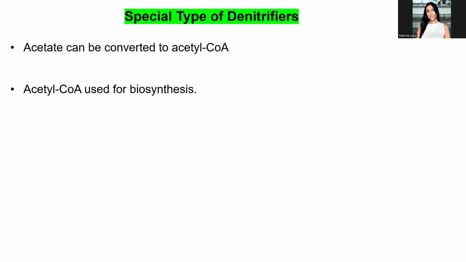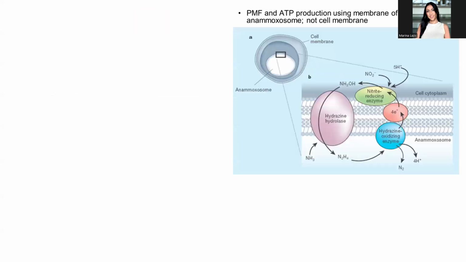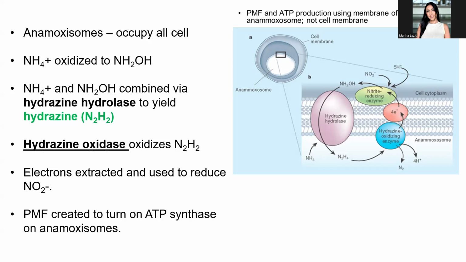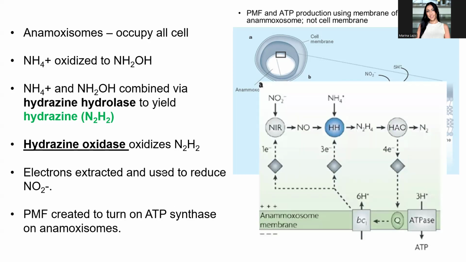How is that toxic compound produced? There is an enzyme, of course, called hydrazine synthase. They oxidize ammonium to hydroxylamine, and ammonium and hydroxylamine get combined by the enzyme hydrazine synthase, and they yield hydrazine, which is very toxic. Then there is the enzyme hydrazine oxidase that oxidizes hydrazine, and that releases electrons, which are used to reduce NO2 minus. And the proton motive force is used to turn on ATP synthase that is located on the anammoxosome membrane. So literally the whole electron transport chain happens in anammoxosomes.